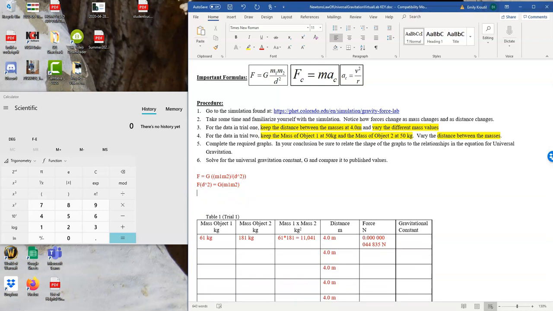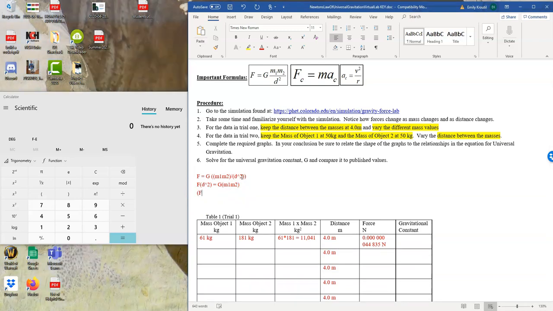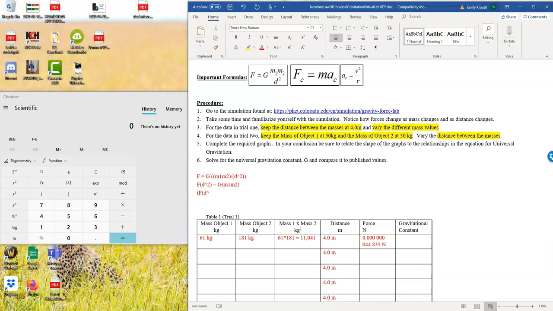Okay, so let's do that then. We'll have F, and I like to use lots of parentheses because the last thing I want to do is make an algebra error, typing it in the calculator wrong after doing all of this work to get the answer right. So we're going to have G equals F times d squared divided by m1 times m2.